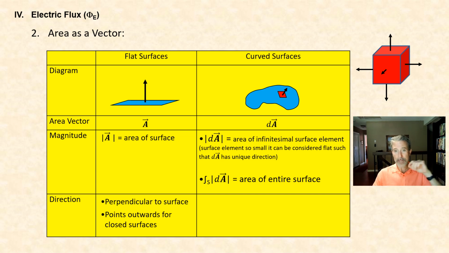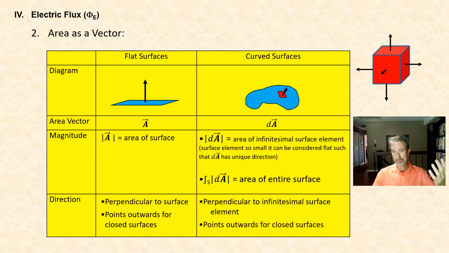As for the case of flat surfaces, the infinitesimal area vector dA is always perpendicular to the infinitesimal surface element. Nothing new there. And we would expect that it always points outwards for a closed surface. Again, really nothing new there.